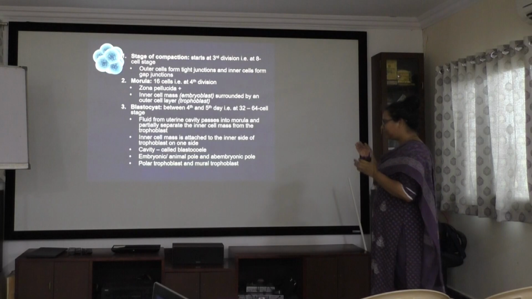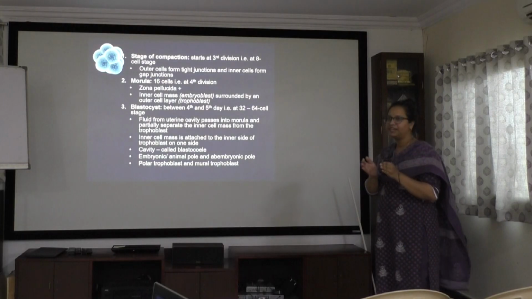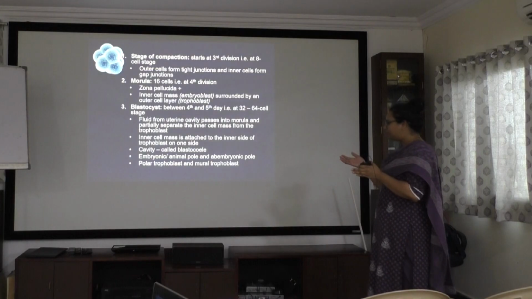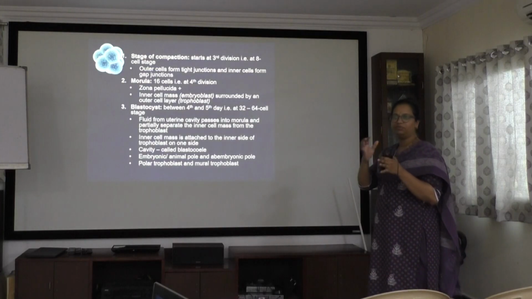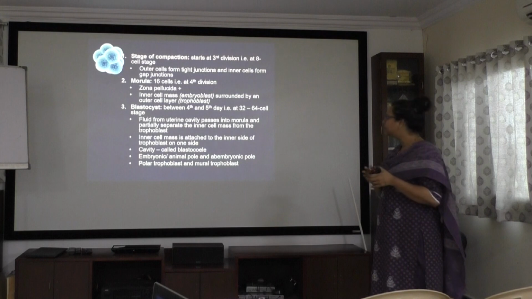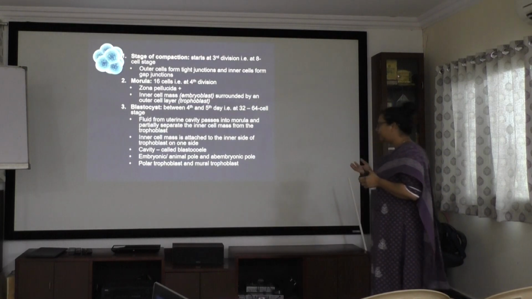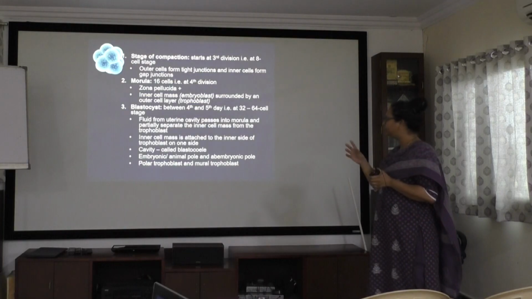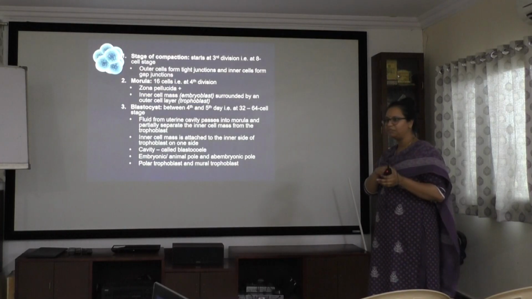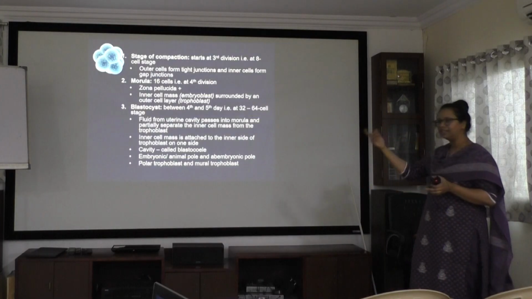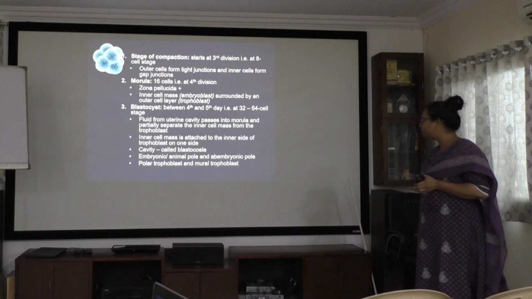In the morula, the inner cell mass is partially separated from the outer layer. Then the inner cell mass is attached to one end of the outer layer, inside the trophoblast. The site of attachment of the trophoblast is called the embryonic pole. The other, opposite end is called the abembryonic pole.